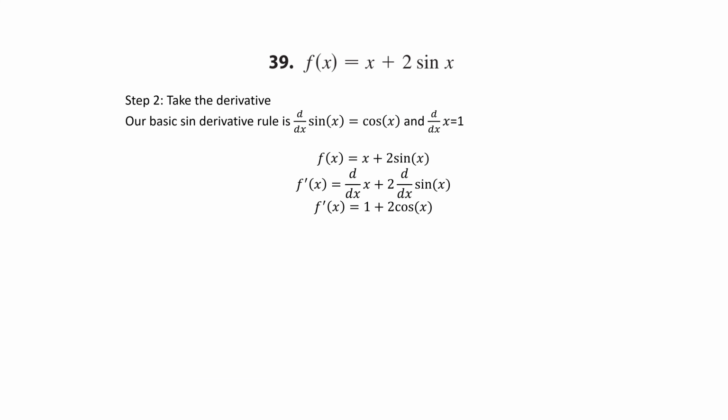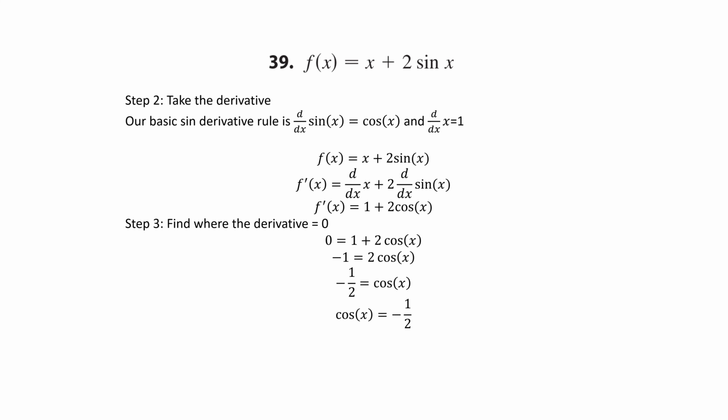So let's start by taking the derivative. Our basic sine derivative rule is that the derivative of sine of x is equal to cos of x. And our basic derivative rule for x is that it equals 1. So with our function, we have x plus 2 sine x. You can think of this as taking the derivative of the first part and then the derivative of the second part separately, and I took that 2 out because it's a constant. Of course, the derivative of x is just 1, and the derivative of sine x is just cos x, so you end up with 1 plus 2 cos x.